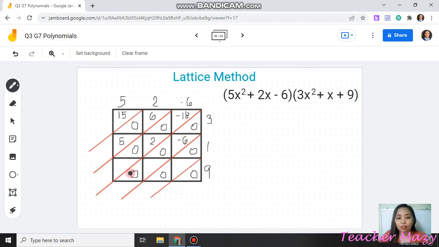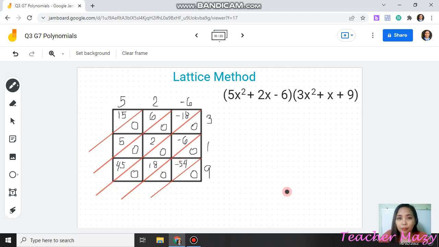Next, for the third row, 5 times 9 is equal to 45. 2 times 9 is equal to 18. And of course, negative 6 times 9 is equal to negative 54.